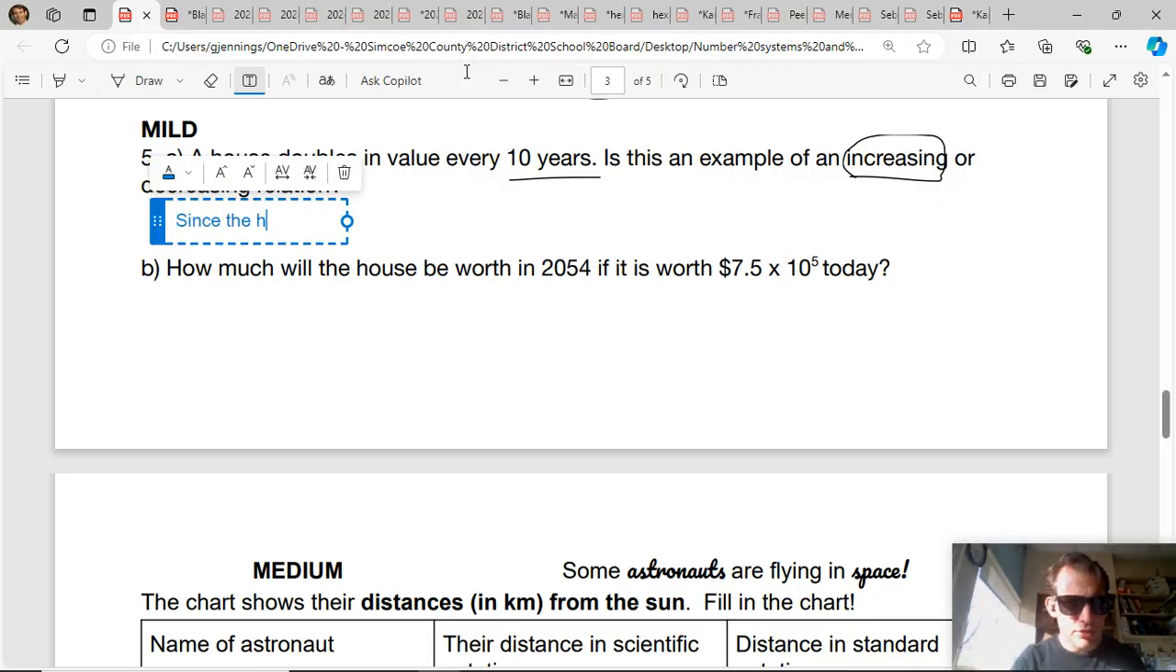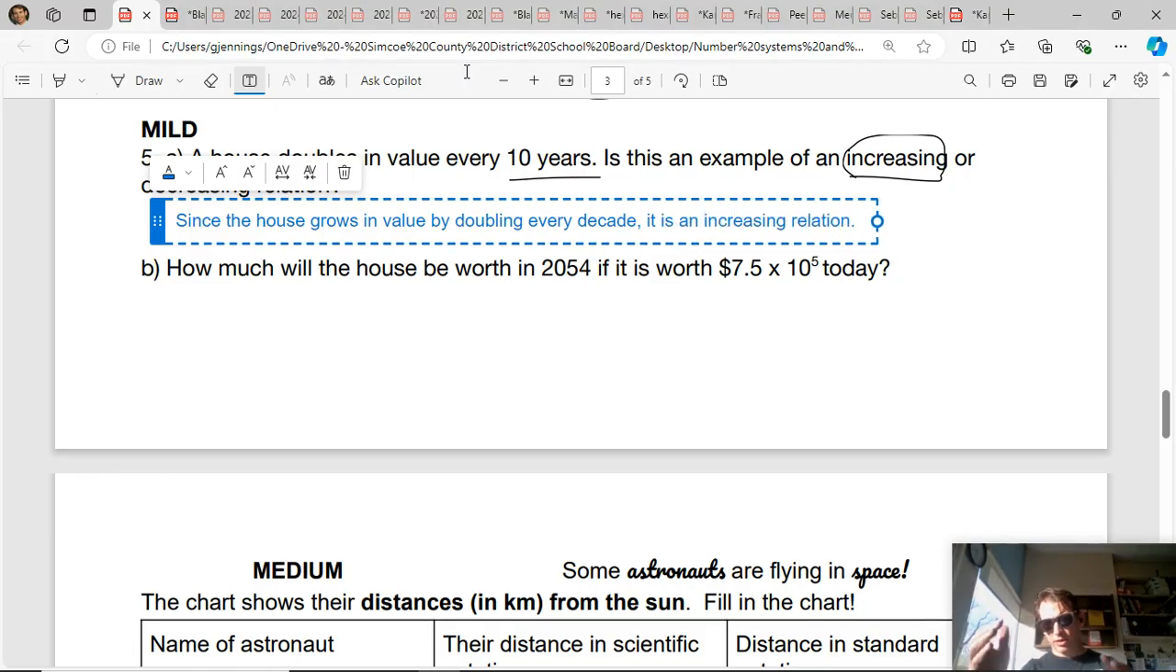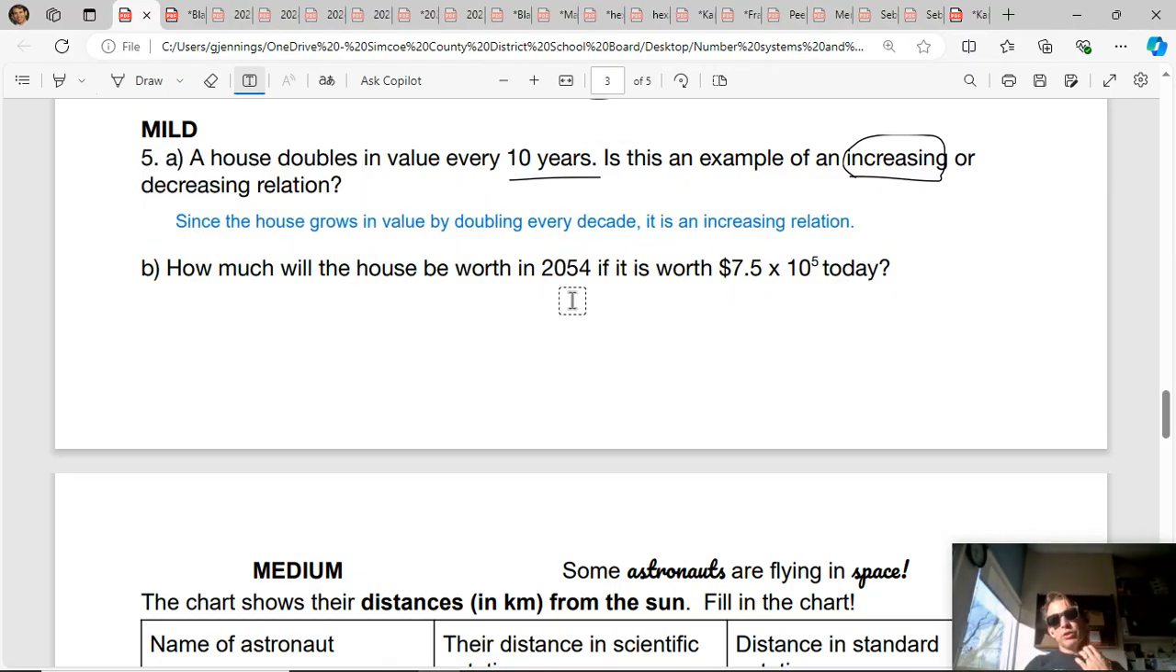Since the house grows in value by doubling every decade, it is an increasing relation. Time and the value of the house are related. The further time goes along, the more the value of the house grows. So, it's an increasing relation. Okay. How much will the house be worth in 2054? Okay, well, let's find out.